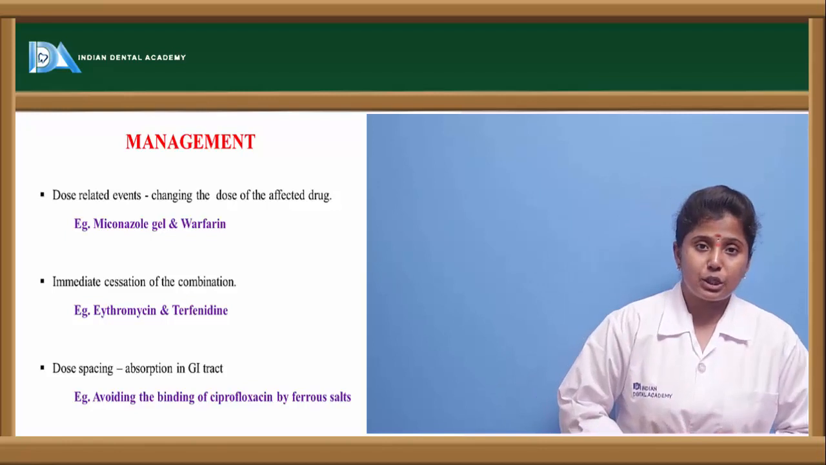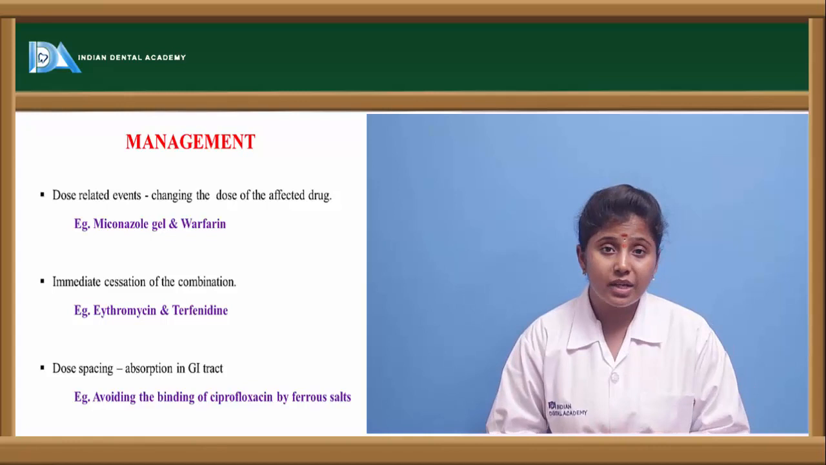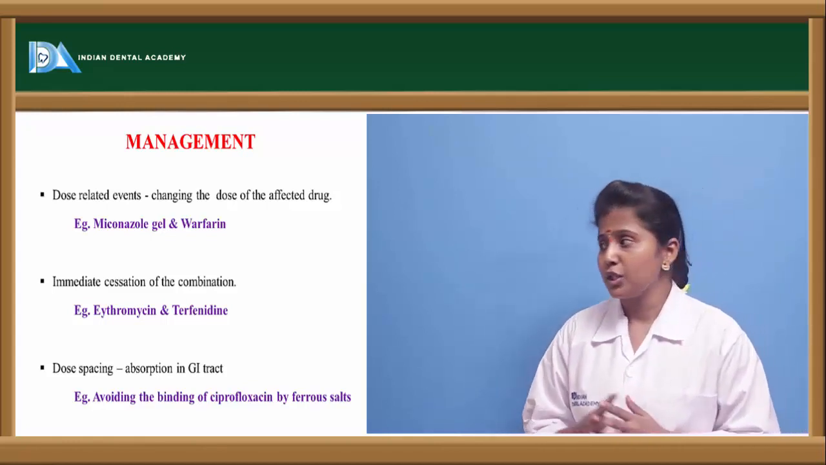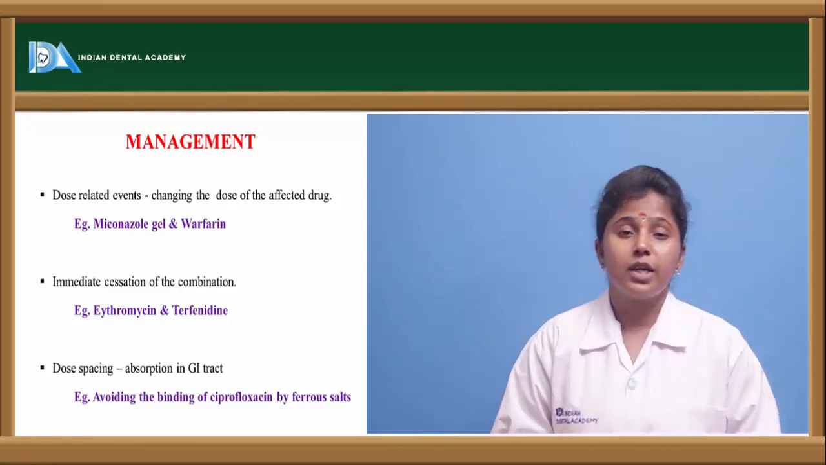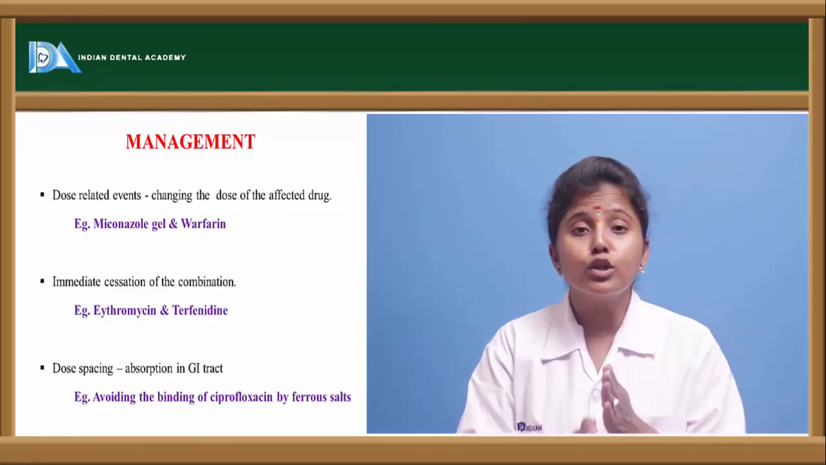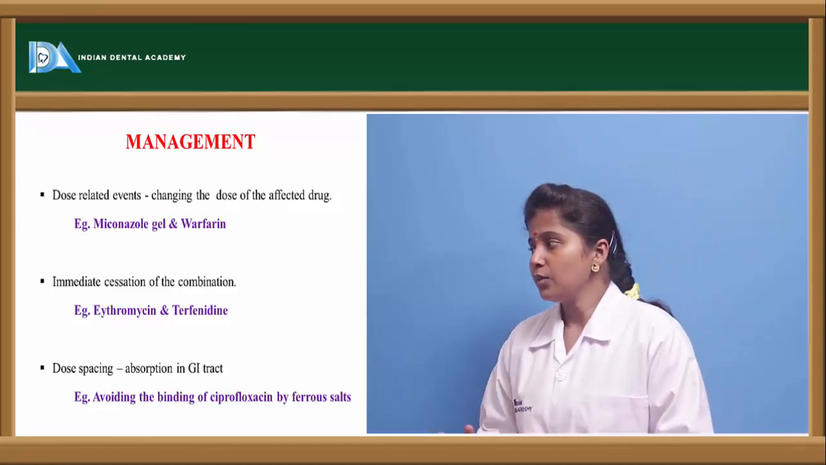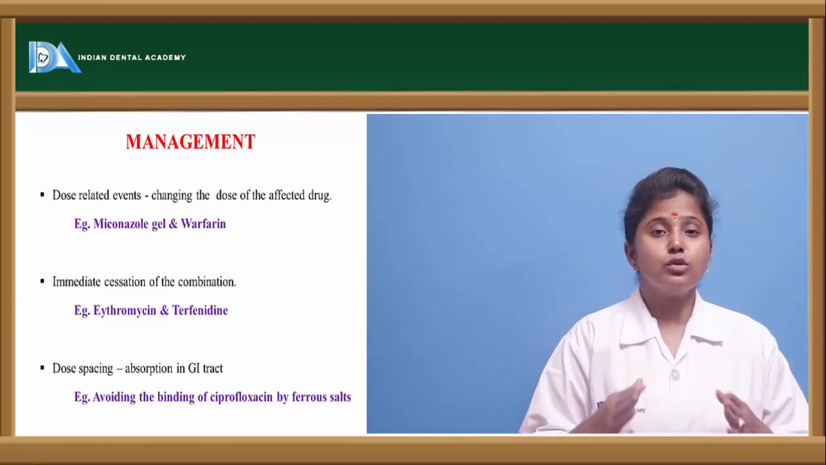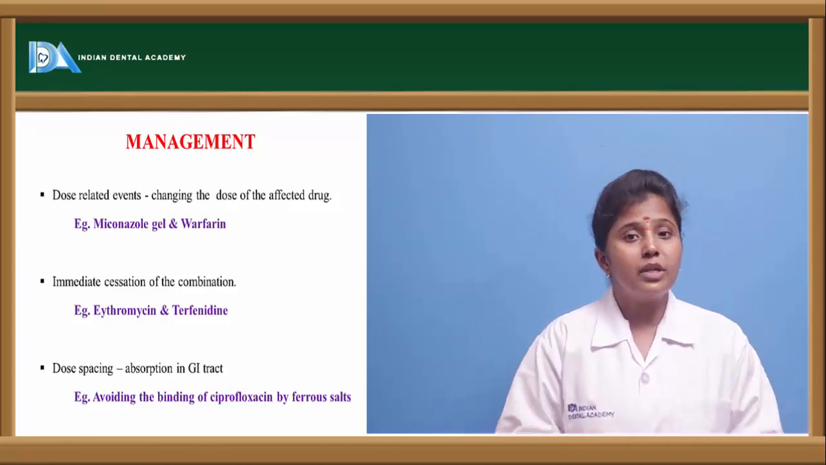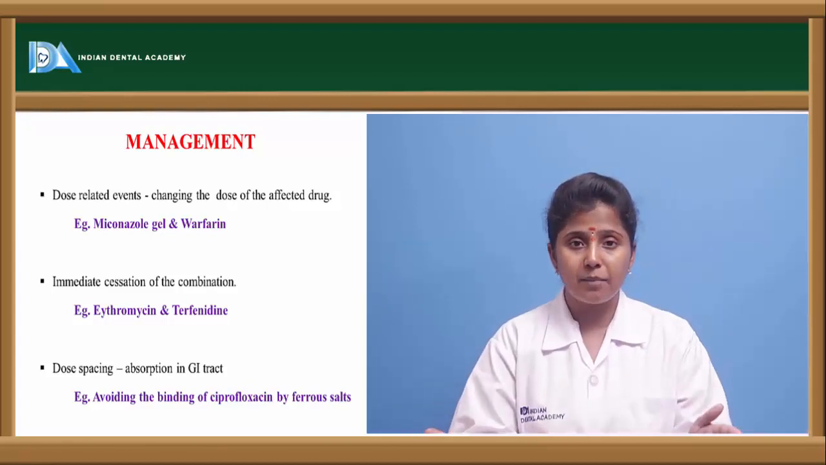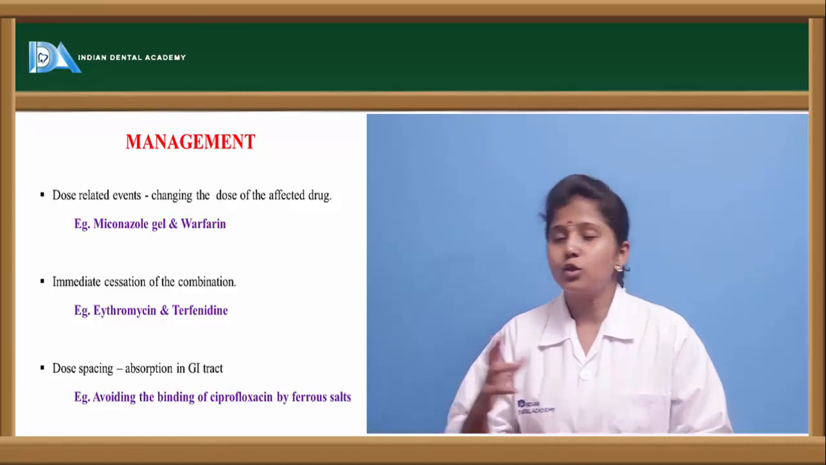How are drug interactions managed? The first thing is dose related events. We have to be very careful regarding the administration of dose. For example, miconazole gel as well as warfarin have narrow therapeutic indexes, so the dose of these drugs should be monitored in order to prevent drug interaction. The other one is erythromycin and terfenadine. These are drugs which should not be given in combination. Even if we give them in combination, there should be some time gap between these drugs in order to prevent drug interactions. And the other one is dose spacing.